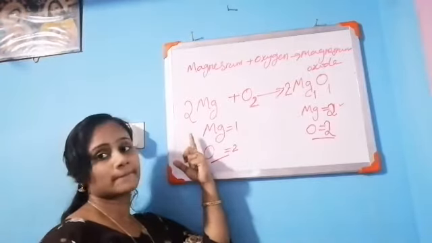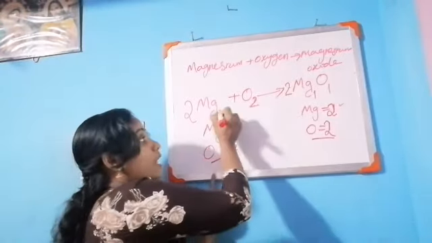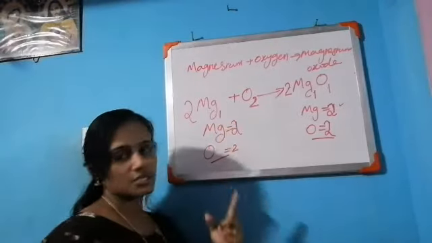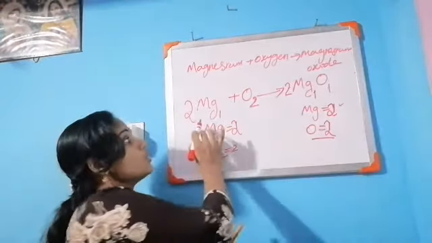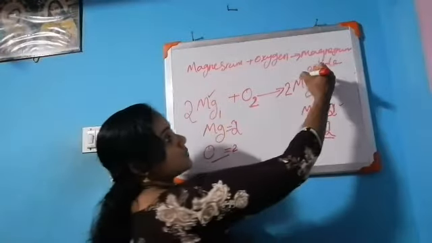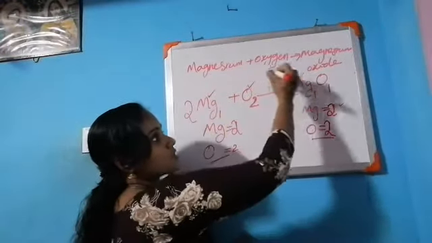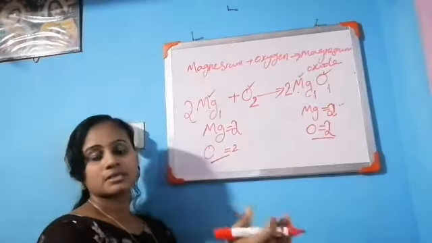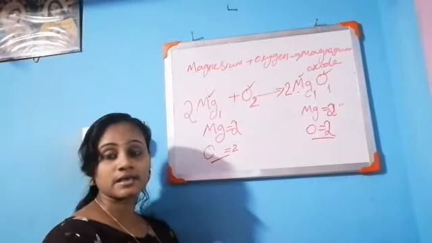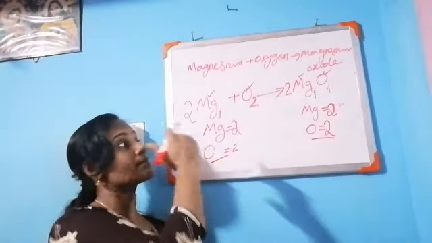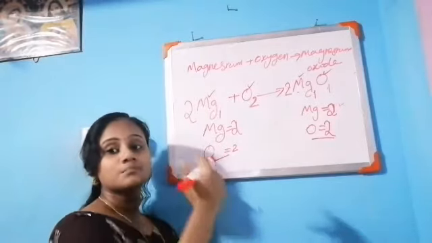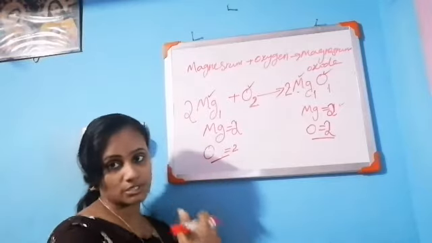So magnesium, how many magnesium? 1 into 2, 2 magnesium. Is it clear? So 2 magnesium, 2 magnesium, correct. 2 oxygen, 1 into 2, 2 oxygen is there. So the reactant side and product side are the same. So this is the balanced chemical equation. This equation is called a balanced chemical equation.